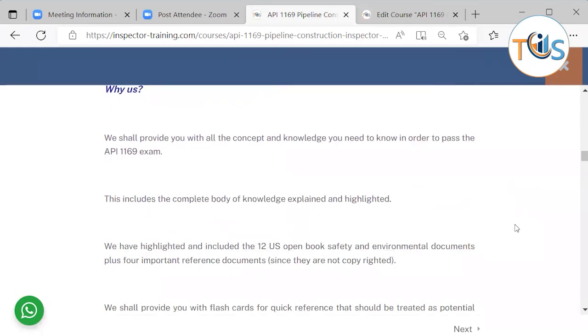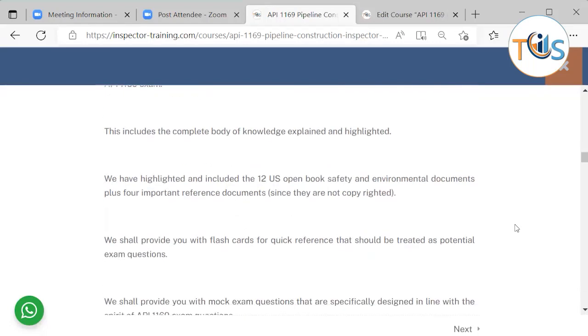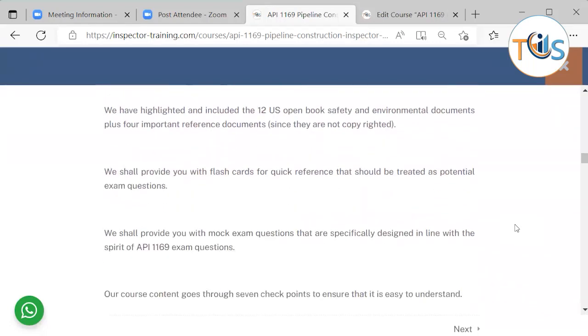Why us? We shall provide you with all the concepts and knowledge you need to know in order to pass the exam. This includes the complete body of knowledge explained and highlighted. We have also highlighted and included the 12 US open book safety and environmental documents plus 4 important reference documents since they are not copyrighted. We shall provide you with flashcards for quick reference. They should be treated as potential exam questions.